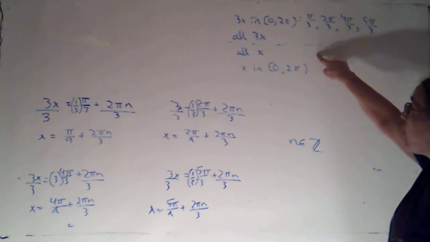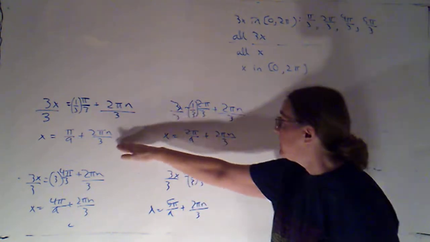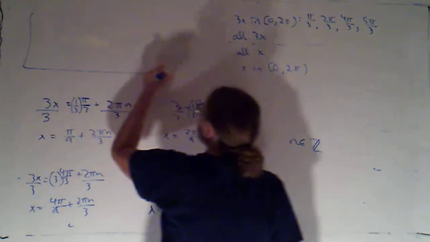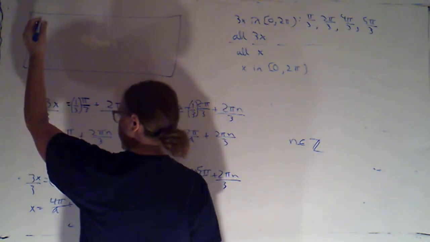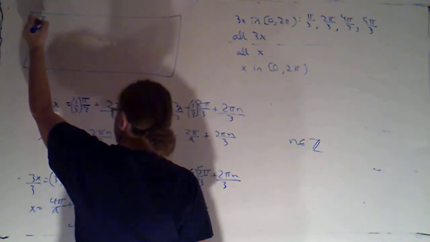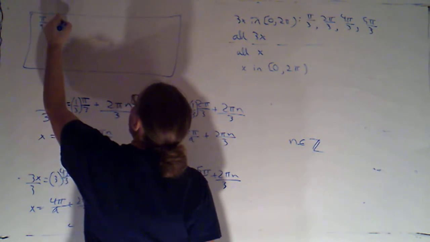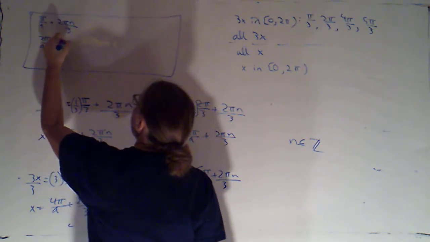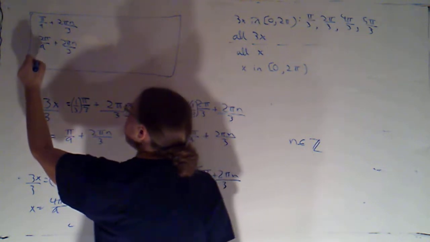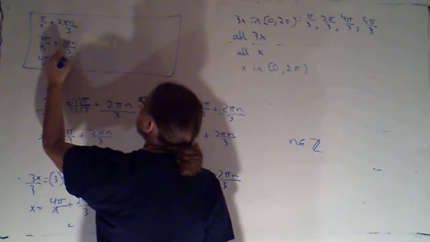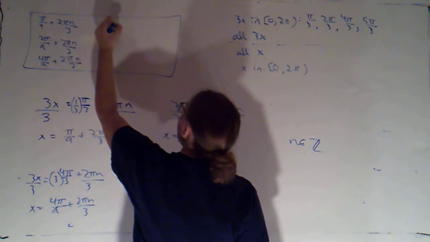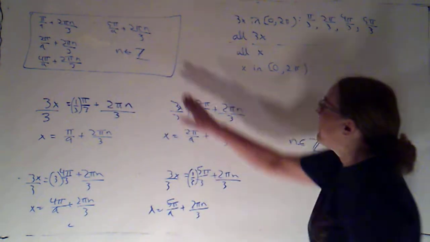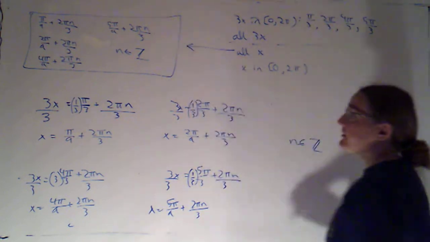Okay. So for all values of x, I've got these 4 expressions, all of them with n an element of Z. I'm going to just copy them into an answer box here, just so it's all together. So we had pi over 9 plus 2 pi n over 3. We had 2 pi over 9 plus 2 pi n over 3. We had 4 pi over 9 plus 2 pi n over 3. And we had 5 pi over 9 plus 2 pi n over 3, where n is an integer. That would be my answer for all values of x.